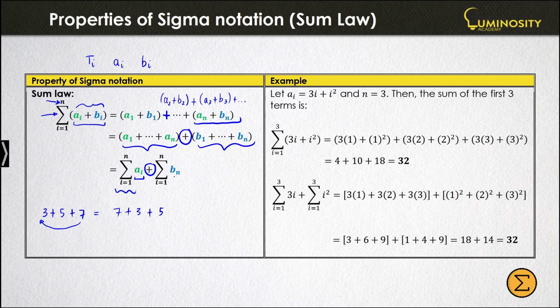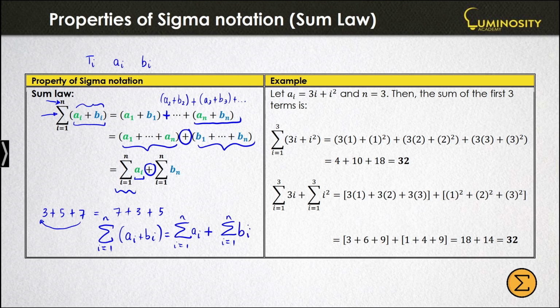So what does this property say? Well, it says that basically if you have a sum of two general terms, a_i plus b_i, where i ranges from 1 to n, you can break it up into two summations. Summation from i equals 1 to n of a_i, plus the summation of i equals 1 to n of b_i.